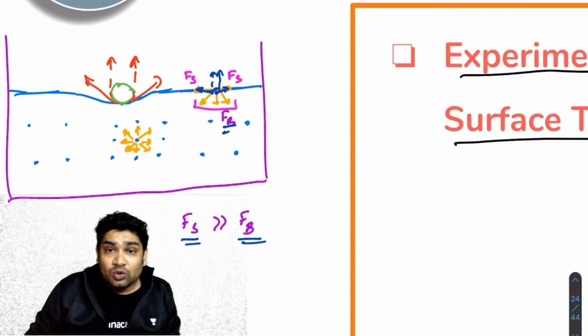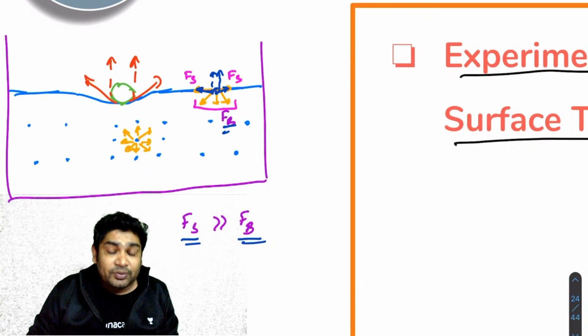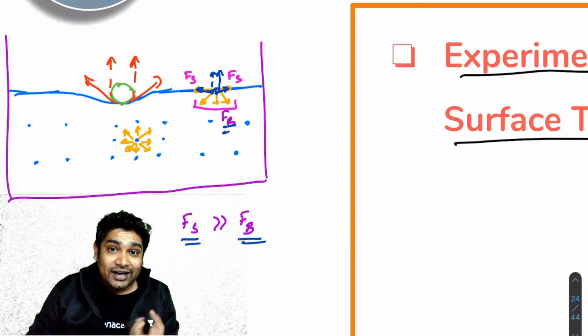So for the equilibrium of surface molecules, what is essential is that the force between the surface molecules has to be much greater than the force between molecules inside the bulk. And that is why, see, what is the difference between a solid and a liquid?